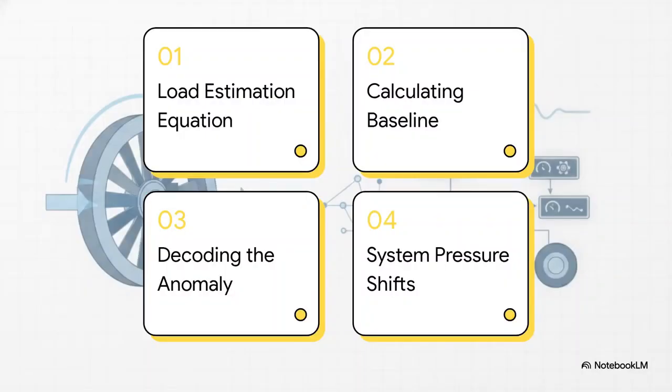Okay, let's look at the game plan for this explainer. We'll start with the load estimation equation itself. Then we'll calculate a baseline load, decode a really interesting operational anomaly where 82% somehow equals 100%, and finally, look at dynamic system pressure shifts.